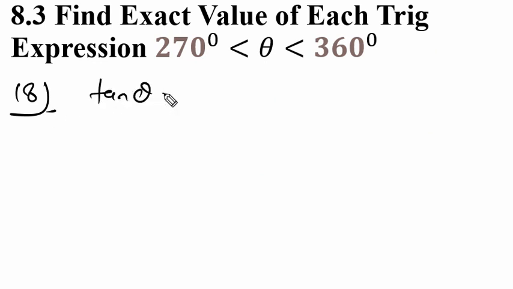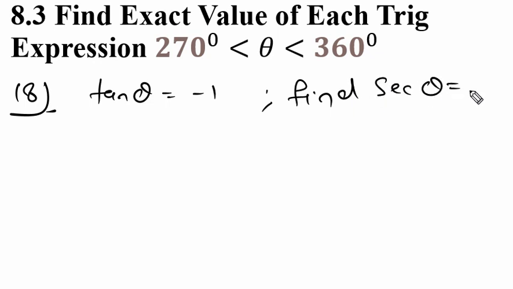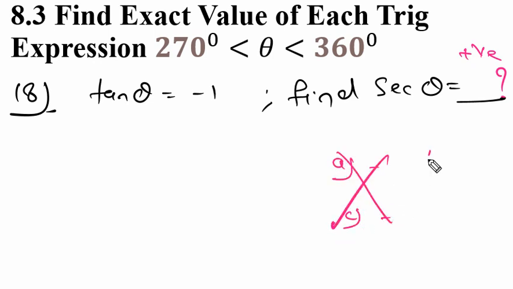Tan theta is equal to negative 1. Find secant theta. Will my answer be positive or negative? The answer will be positive, I can tell you 100%. If option A and option C are negative, you can remove those two options and look only at the positive options, because this is quadrant 4 and in quadrant 4 secant is positive.